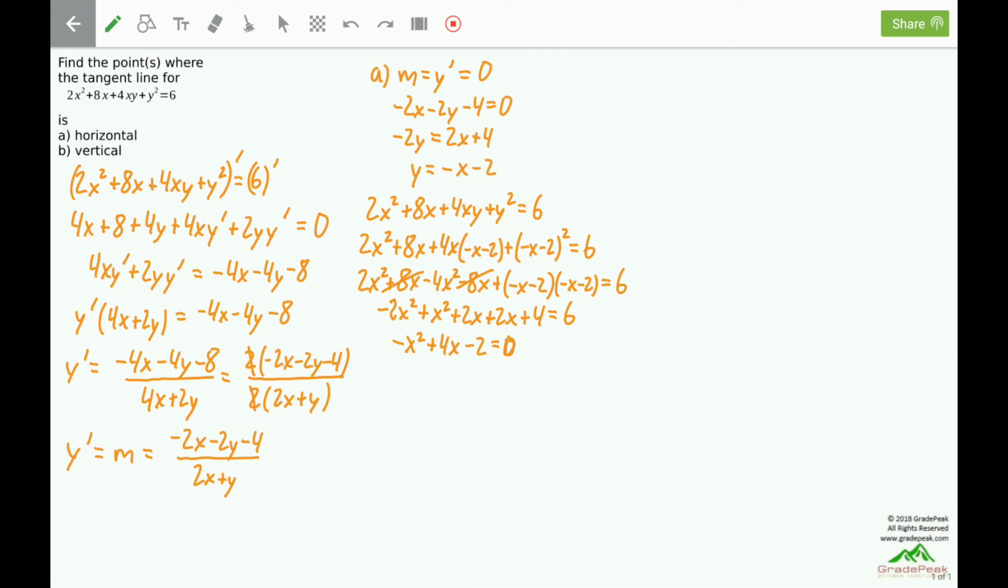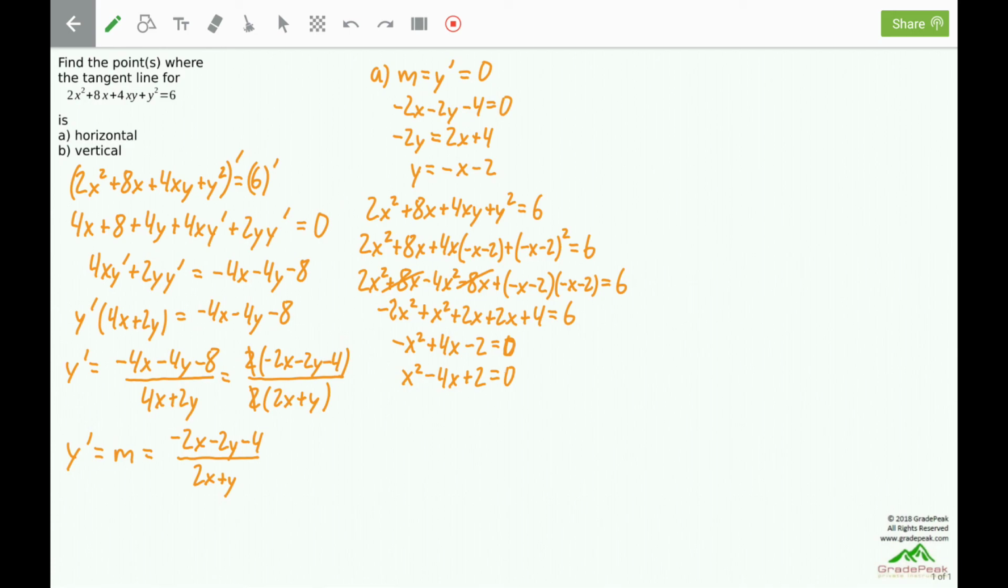Let's now multiply both sides by a negative 1 just to make the x squared term positive. And that'll change the sign of each of the terms. We can try to trinomial factor this. We need two numbers that multiply to be a positive 2 and add to be a negative 4.